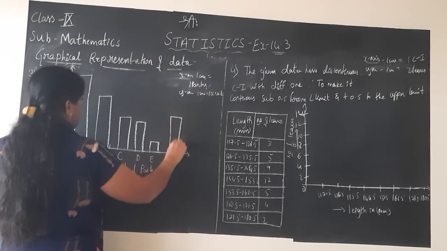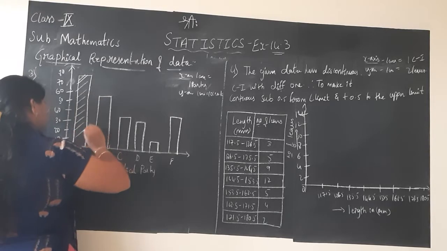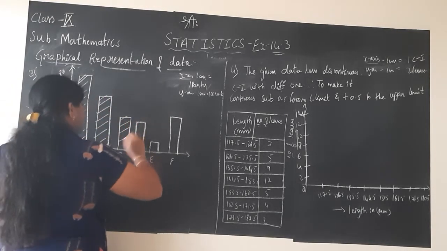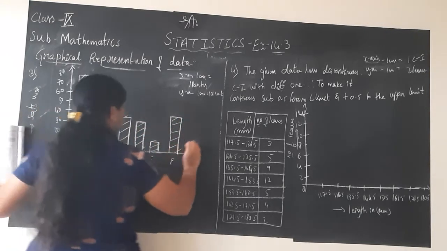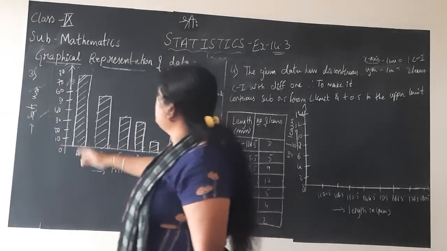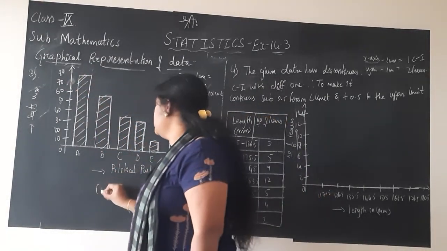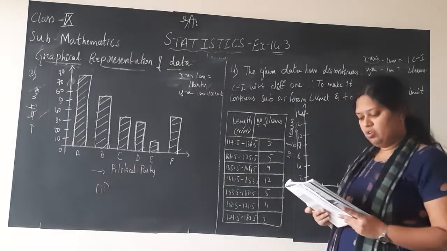So here it comes. After drawing the bar graph with gaps in between the bars, please shade it inside like this. This completes the bar graph. Now if you see, political party A has won the maximum number of seats with 75 seats, you will write that. Now the second sub-question, the fourth one, let us see now.